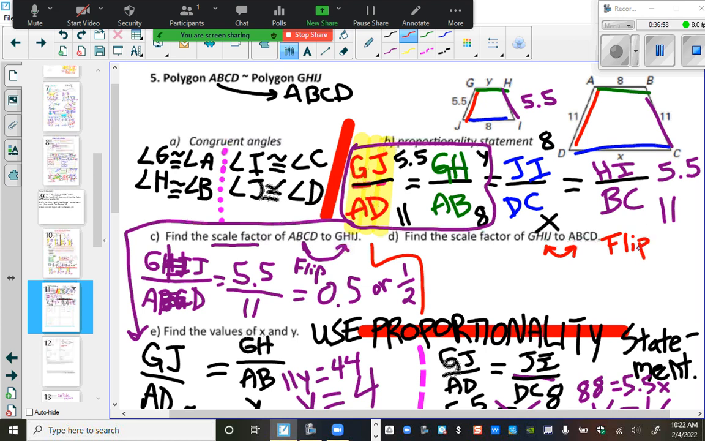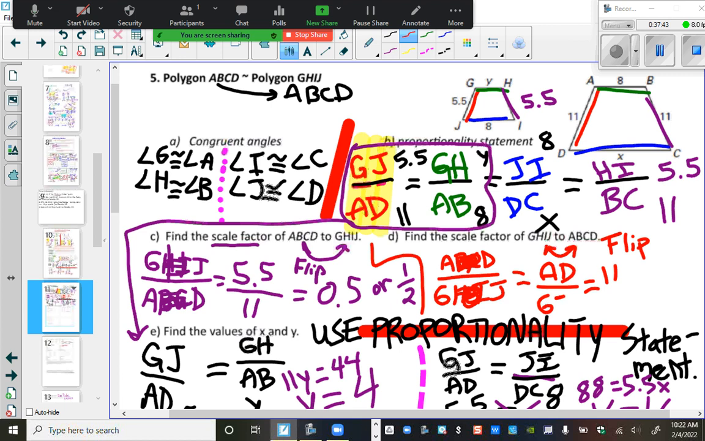So ABCD is going on top, over GHIJ. And then again, what two letters did we cross out? What two letters on the top are crossed out, or the bottom? BC and HI. Cross out those letters, boom. And we know what AD is. AD is 11, and GJ is 5.5. Yeah, you gotta flip it now.